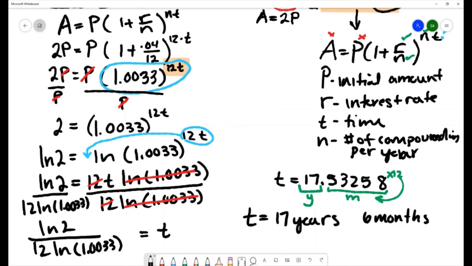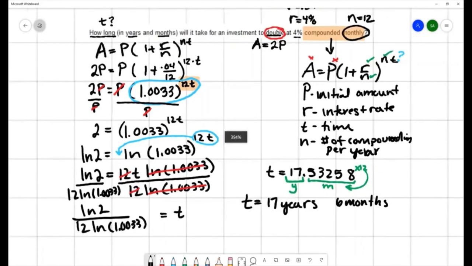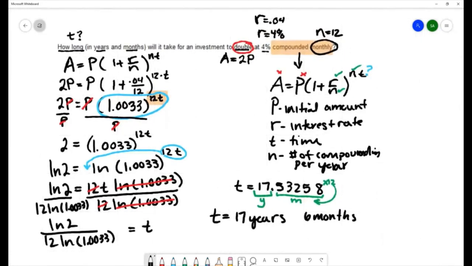I'm going to zoom out so we can see the whole question for a second here. How long in years and months will it take for an investment to double at 4% compounded monthly? It will take 17 years, 6 months to double our investment at 4% compounded monthly.